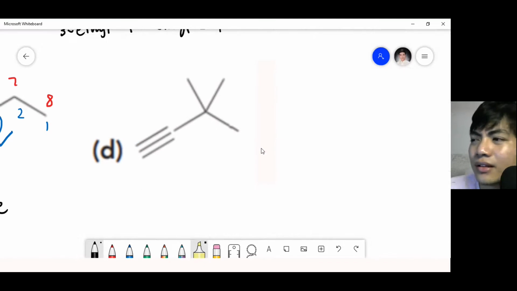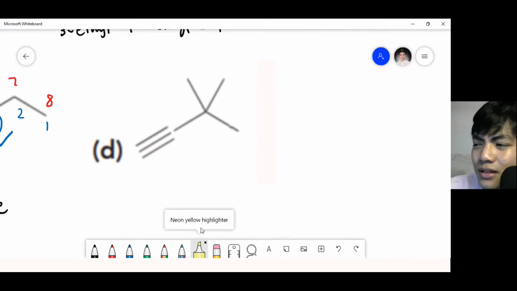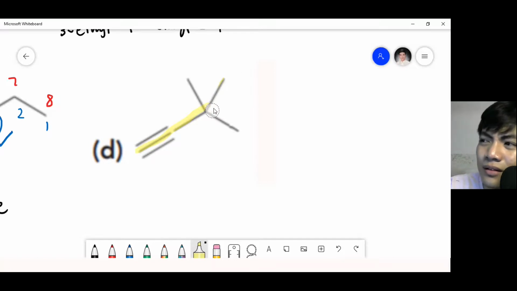How about this one? So this one has substituents, obviously, and what is the longest chain? The longest chain will be this thing. Pwedeng ganyan, pwede rin naman dito, same lang naman. So I will choose this one. How many carbons are there in your longest chain? This is 1, 2, 3, 4. The other way of numbering will be right to left.